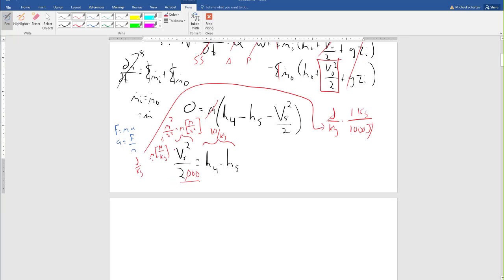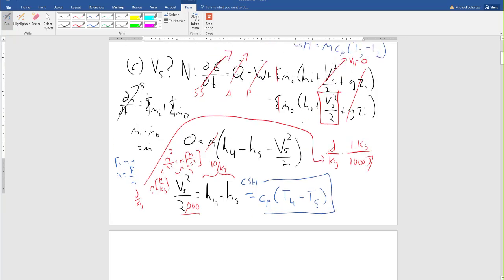Because my velocity was in meters per second, I can divide by 1,000. This will give me a velocity in meters per second. If I wanted it in kilometers an hour, then I'd have to do a different unit conversion. Now, if I was going to do a constant specific heat problem, then this delta H would become Cp times T4 minus T5.